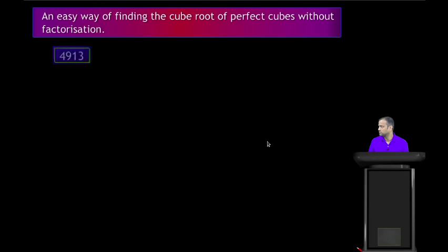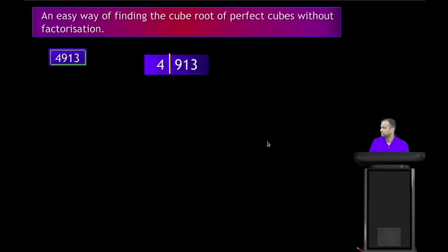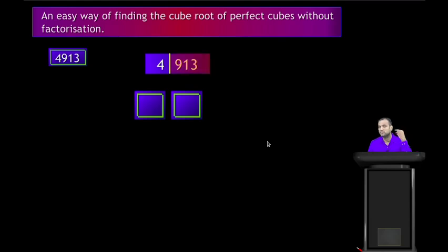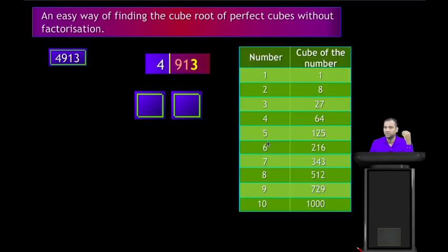Now check for this number again. Again, what is the unit digit? Is it 3? So 3 is the unit digit of which cube root? Where can you find 3 in this table? Yes, it is at 7. This number is 3. So we will put 7 here.